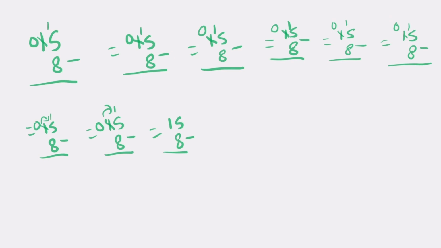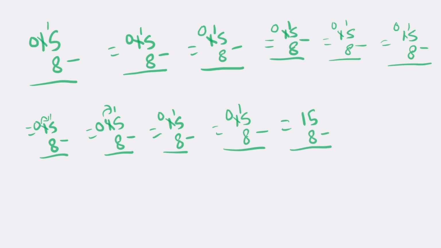Okay, we're just getting started now, so you can't take an 8 from a 5, so we put the 1 there, make this a 0, that would be 15 minus 8. Now what do you do? Can't take away 8 from 5, put a 1 there, make this a 0, and that would be 15 minus 8.